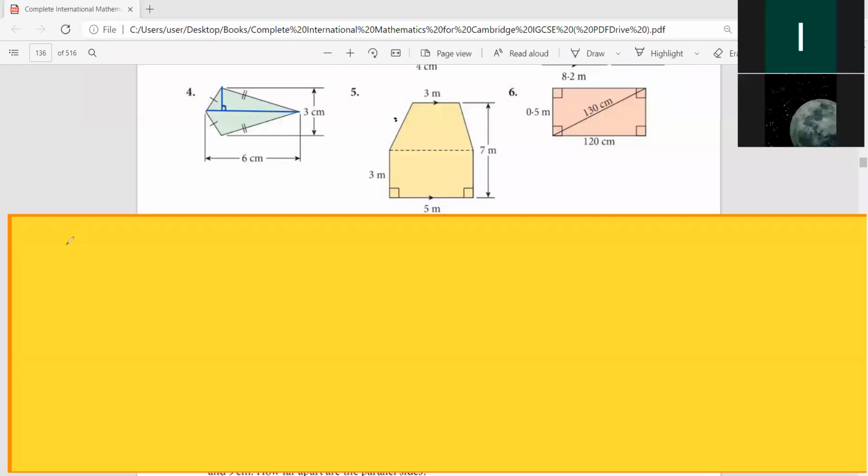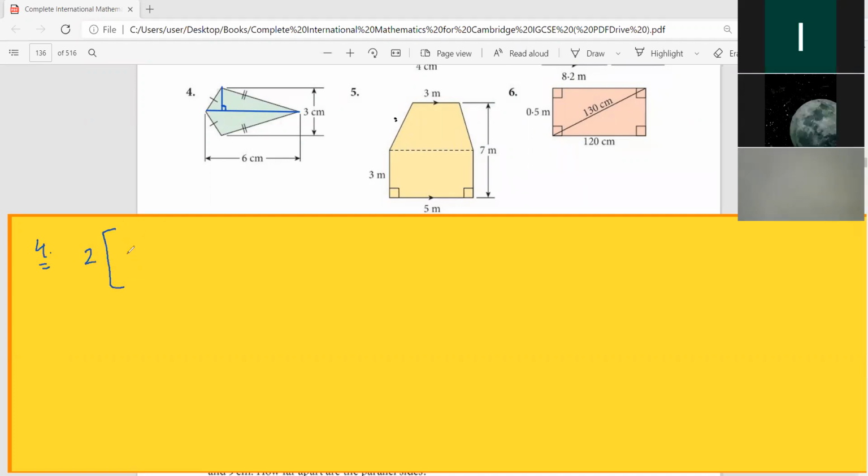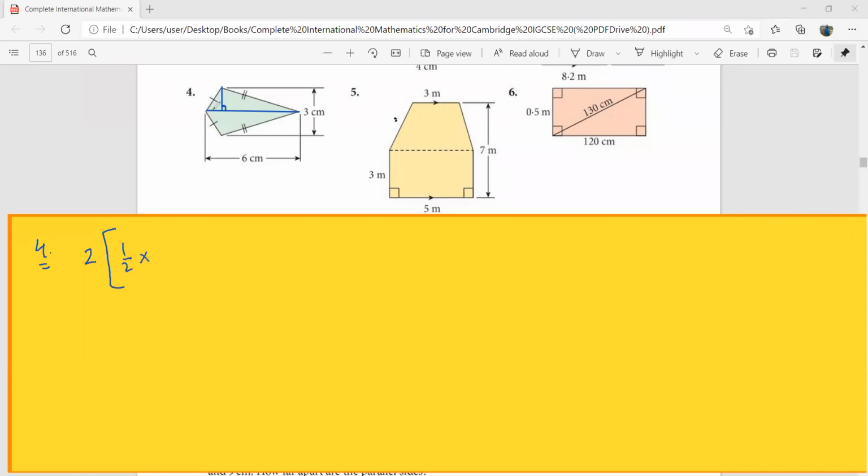There is no direct formula for the area of a kite, so we always divide the kite into two triangles. So this would be twice, since there are two triangles, half into the base. The base given for this triangle is 6. Half into 6 into 1.5, because this height over here is 1.5. So this area is equal to 9 centimeter square.